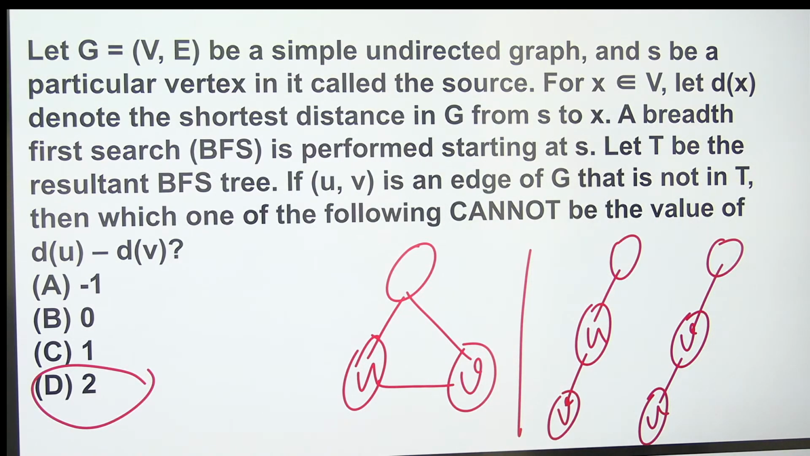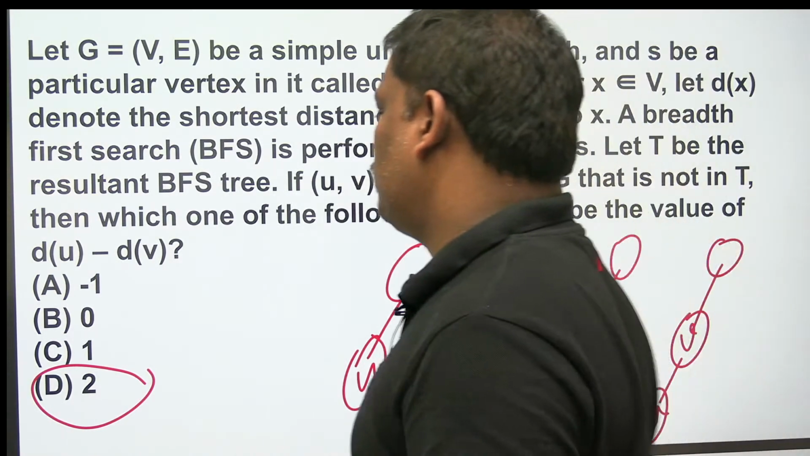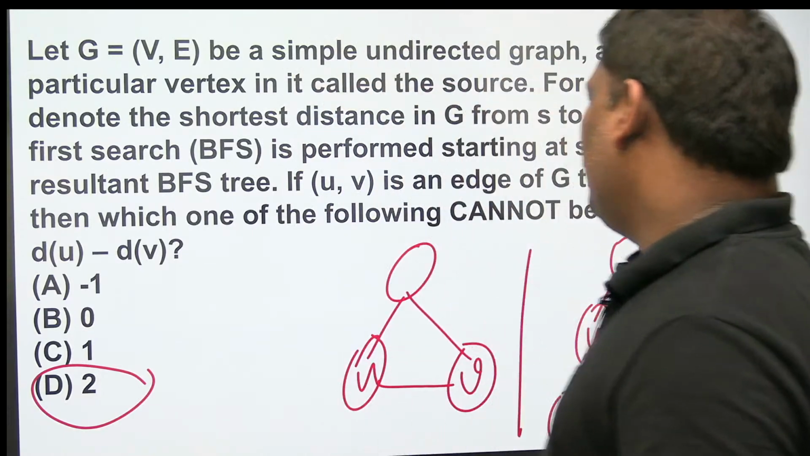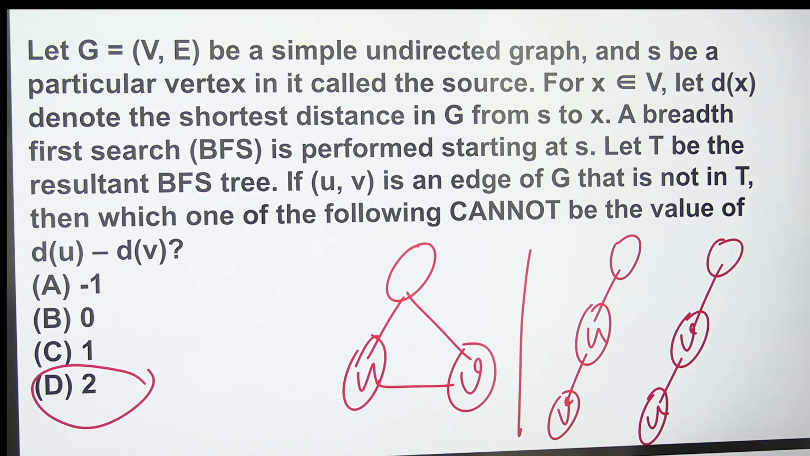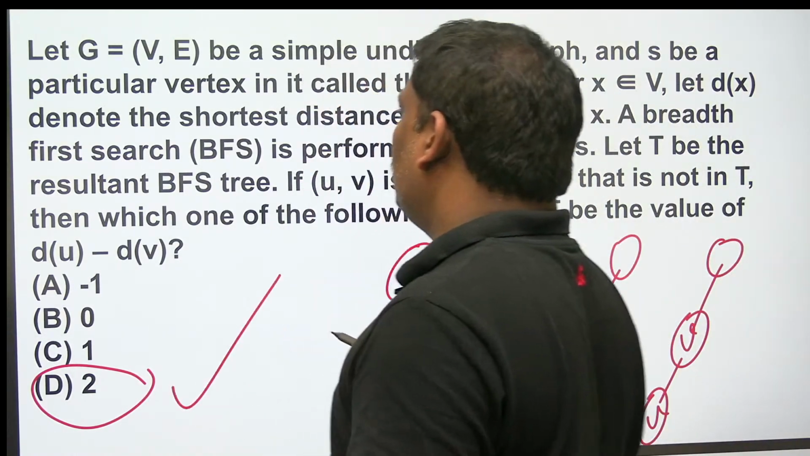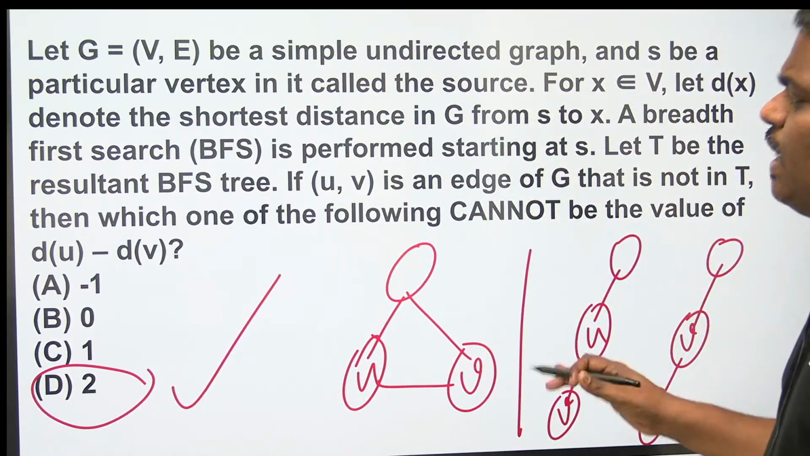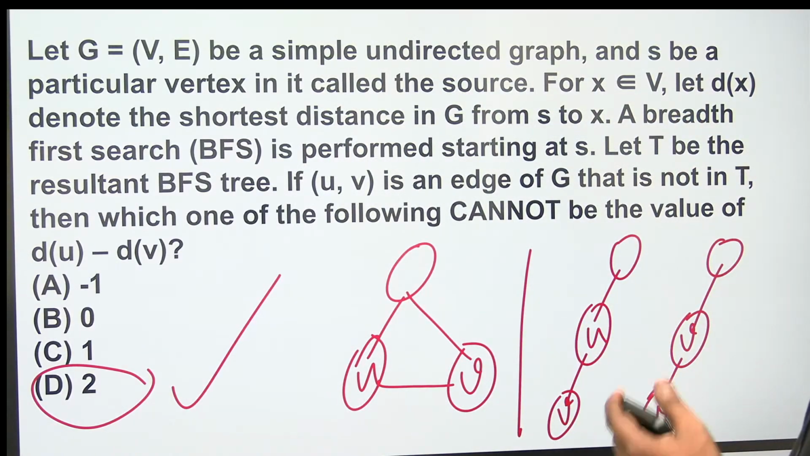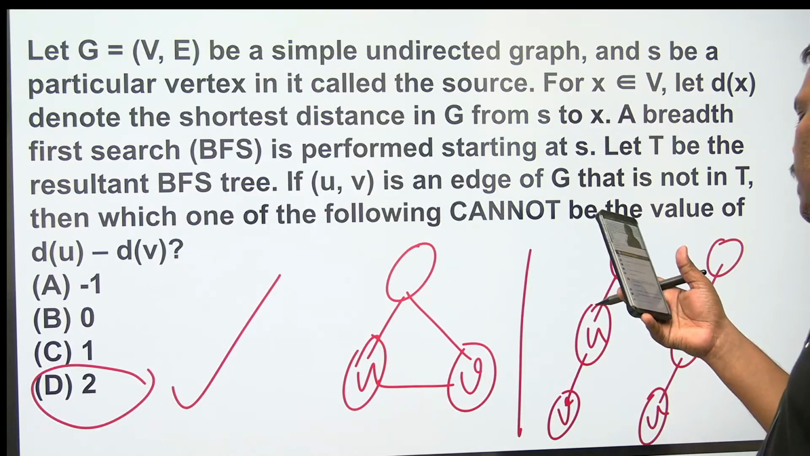These are the possibilities. No other chance. Either 0 difference, or 1 difference, or minus 1 difference. There is no chance of 2 difference. If you do BFS clearly, then only you can give the answer for this. Take some examples, you try, you will get the answer.